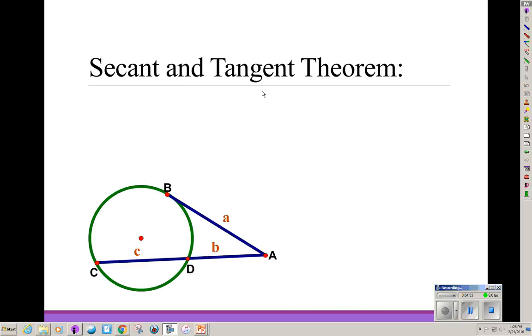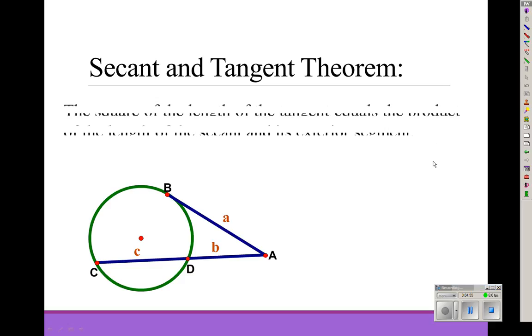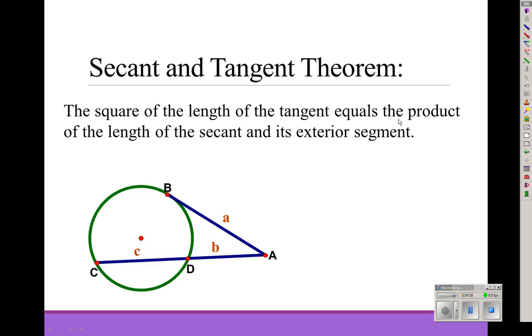When you have a secant and a tangent, once again, the square of the length of the tangent equals the product of the length of the secant and its exterior segment. So we're squaring the tangent, and we're doing outside times the whole thing for the secant. Here, the length of the tangent is A, so A will be squared. The outside of the secant is B, and the whole secant is D. So that'll be B times D. Tangent squared equals outside times the whole thing.